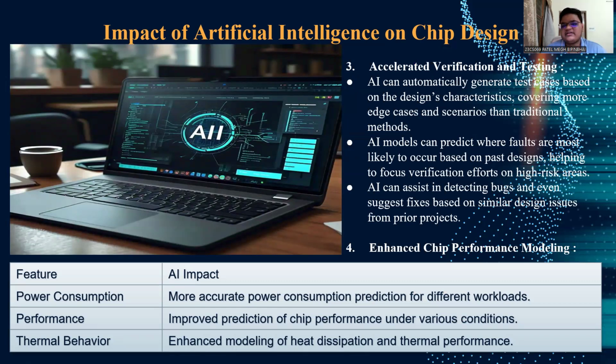Accelerated verification and testing is also done using AI. It can automatically generate test cases based on the design characteristics and past performance, covering more edge cases and scenarios than traditional methods, possibly more edge cases. AI models can also predict where faults are most likely to occur based on past designs, helping to focus verification efforts on high risk areas. They can also assist in detecting bugs and even suggest fixes based on similar design issues from prior projects.